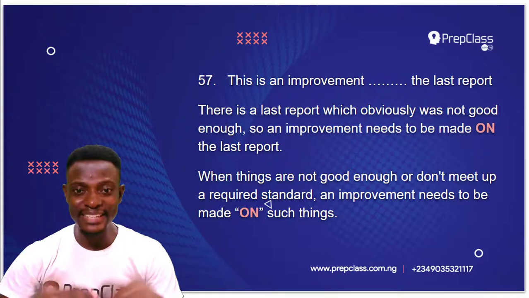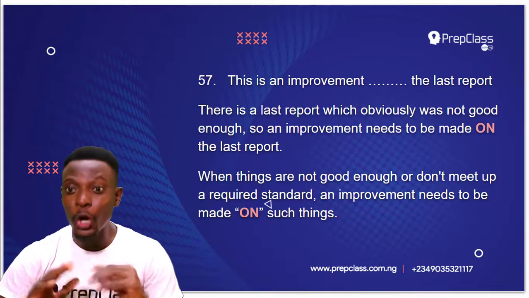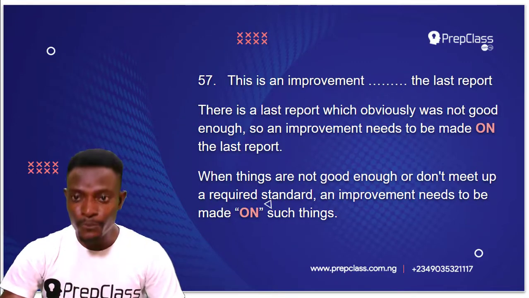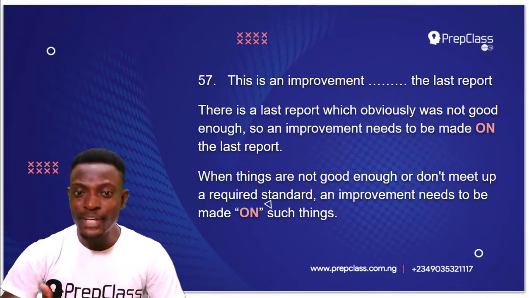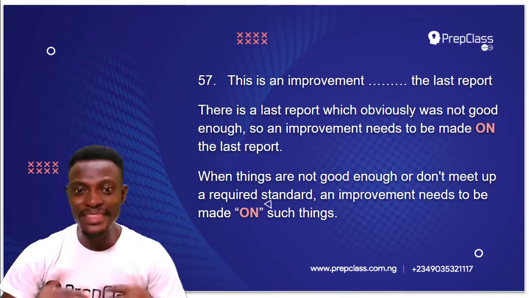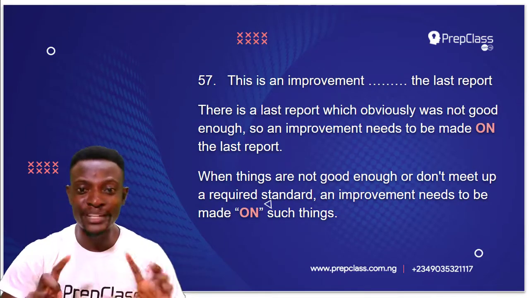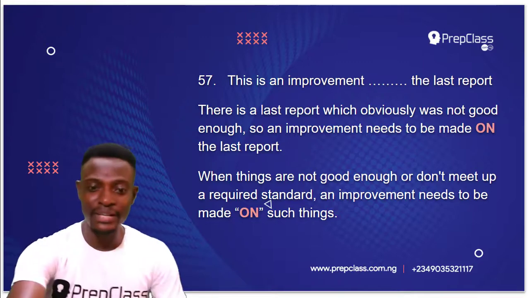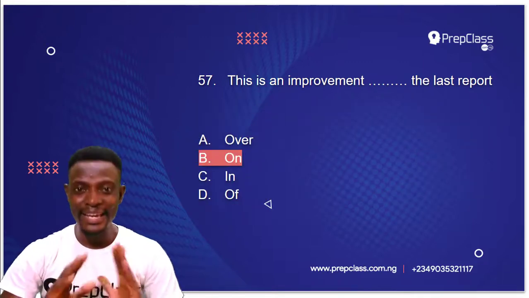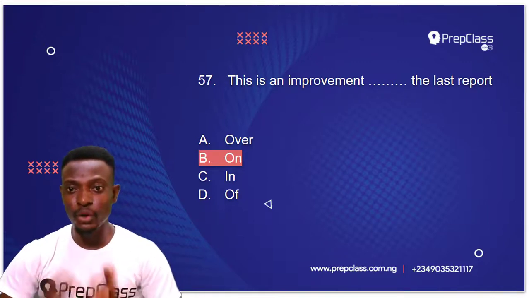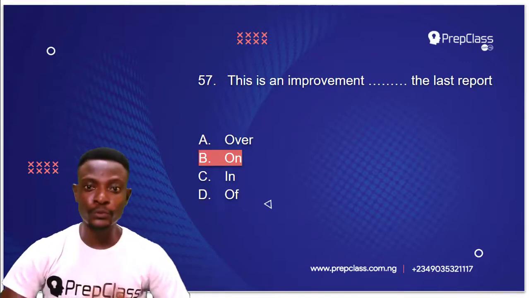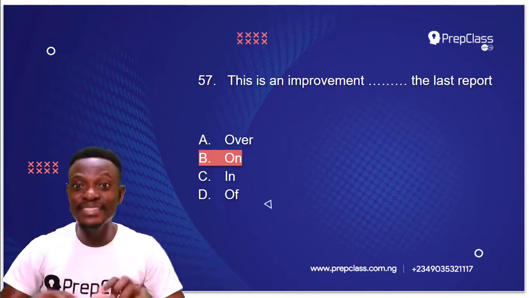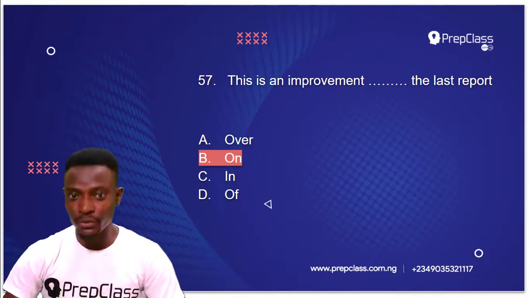Now, looking at this sentence, there is a last report which obviously was not good enough. So an improvement needs to be made on the last report. Now, when things are not good enough or don't meet up a required standard, an improvement needs to be made on such things. So the answer to this question is option B. This is an improvement on the last report. The last report was not good enough, so an improvement needed to be made on it. So this report is an improvement on the last report.